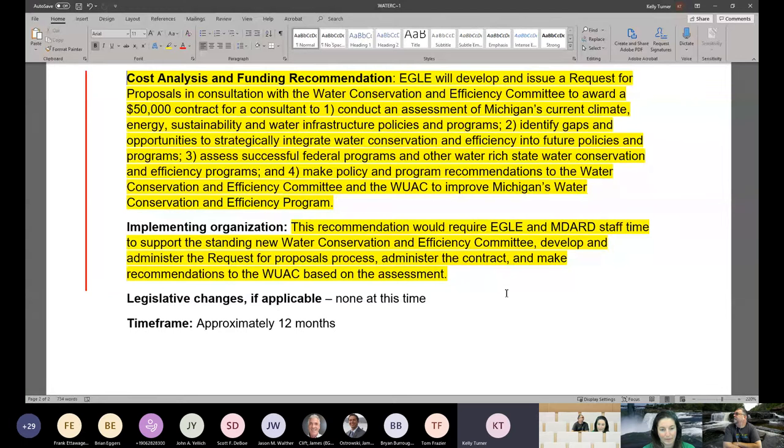When it comes to the implementing organization, remember we also had some confusion in here, and so we really pared this down. So this recommendation would ask EGLE and MDARD staff to support the standing Water Conservation and Efficiency Committee once we get that organized and up and running to develop and administer the request for proposal process for this consultation and administer the contract and make recommendations to the committee based on the assessment when it comes back.